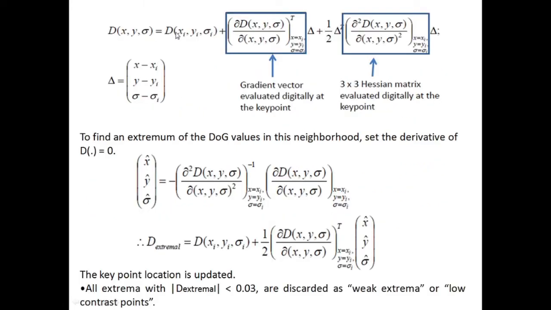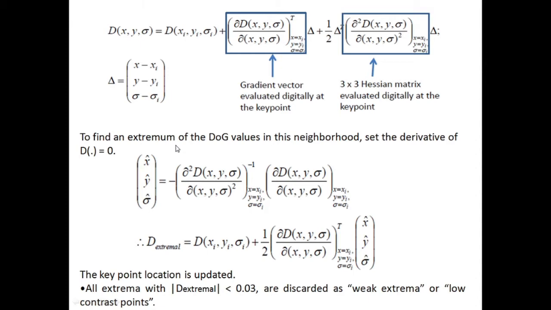So the difference of Gaussian is expressed in the Taylor series. This is the mathematical expression, D of x_i, y_i and sigma_i. Yes, this is the entire mathematical expression for your Taylor series. The first term is giving you the gradient vector evaluated digitally at the key point. The second term is giving you the 3 cross 3 Hessian matrix evaluated digitally at the key point.